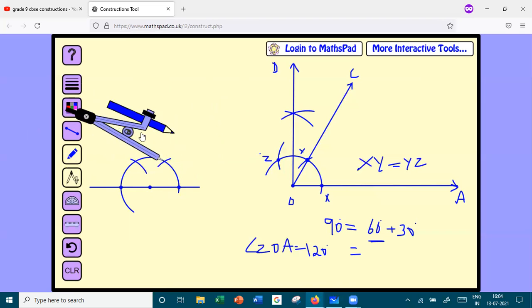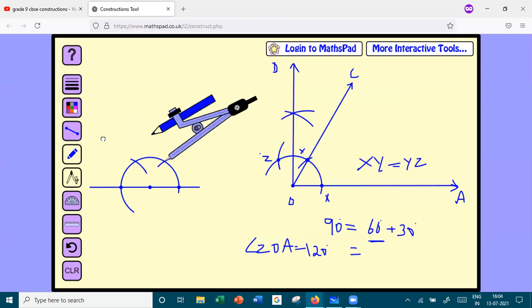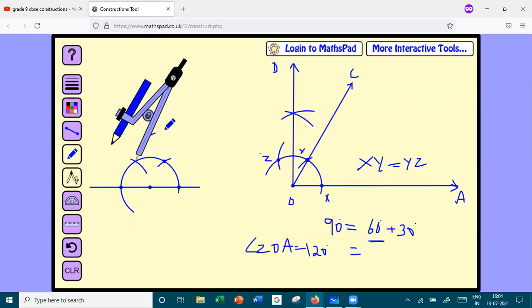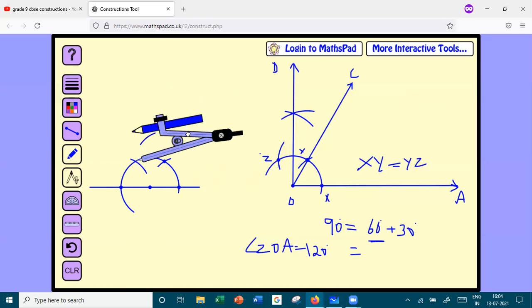So again, you keep the radius same. The only thing here is you keep the radius same at all times, right? And you just keep making arcs. That's it. So this is how you will get a direct 90 degree. Right? And again, you keep it here. And again, you make an arc.